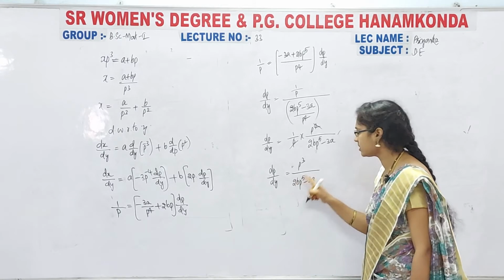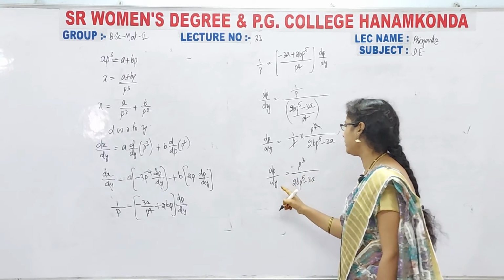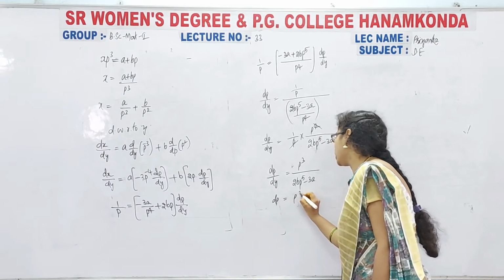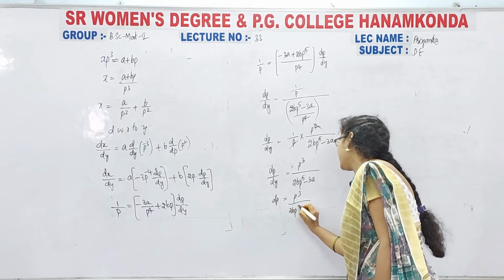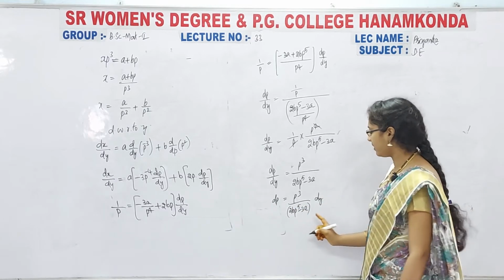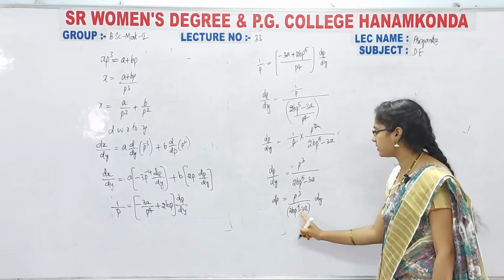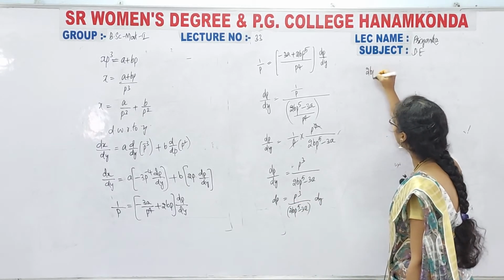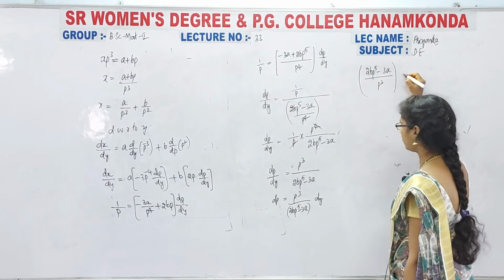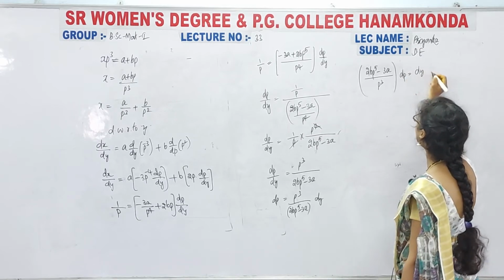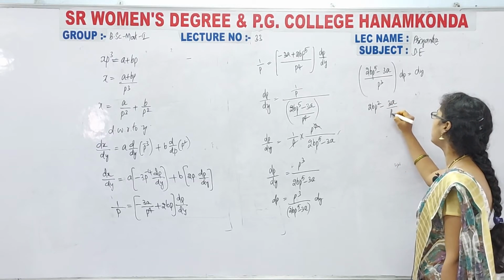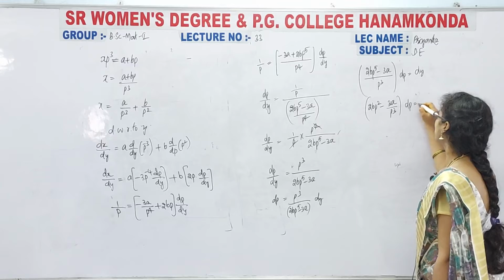Here I have the p terms, and here also I have the p terms. Now I am taking the cross multiplication, then dp is equal to p cube by 2b p power 5 minus 3a, into dy. But we want only p terms on one side, so I am taking this value to this side. Then 2b p power 5 minus 3a by p cube into dp equals dy. Now I can write it as 2b p square minus 3a by p cube, dp is equal to dy.